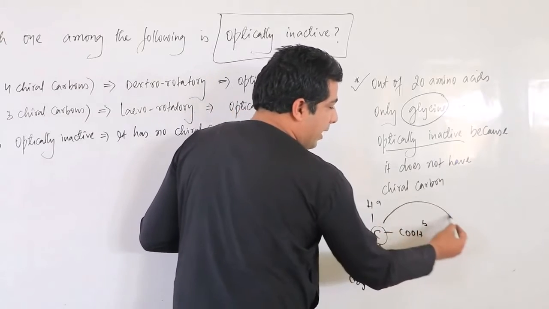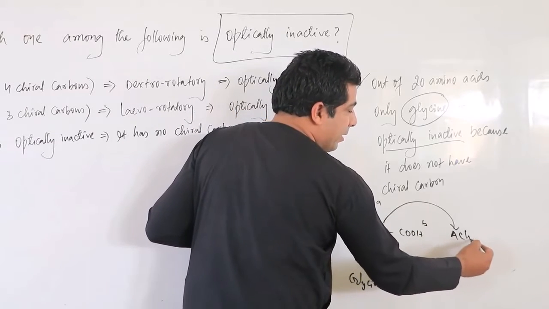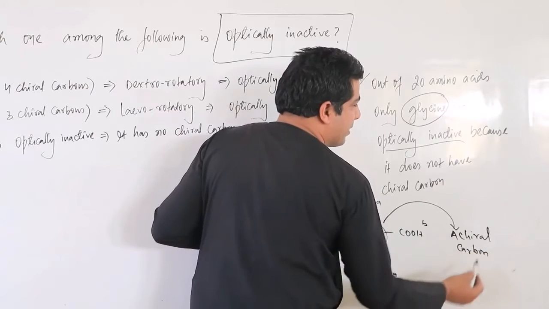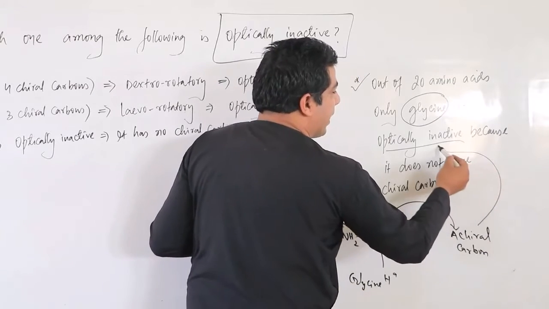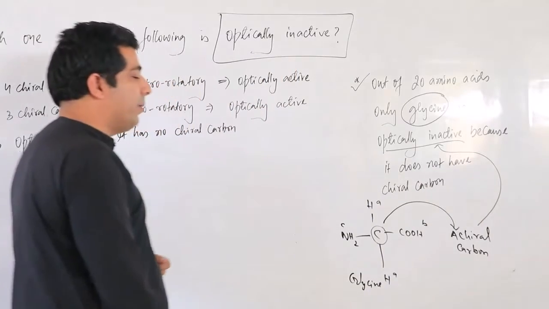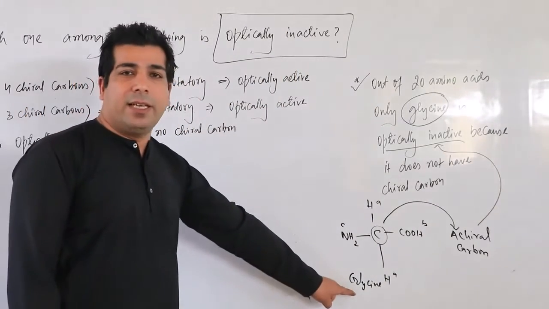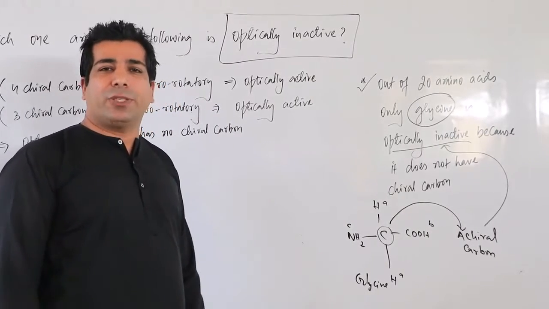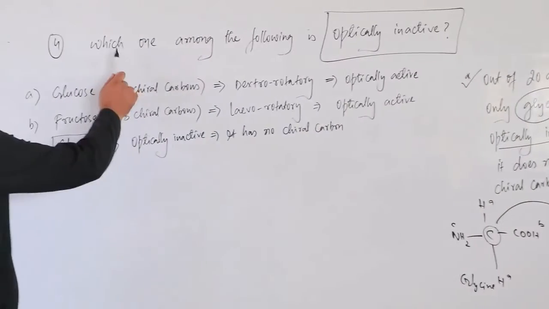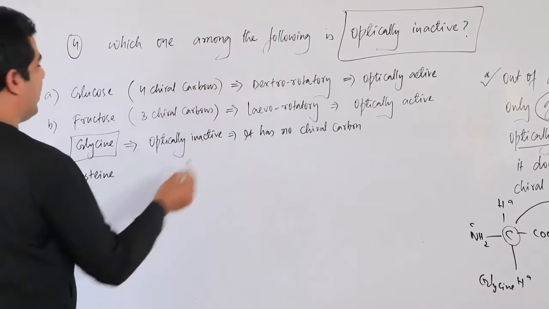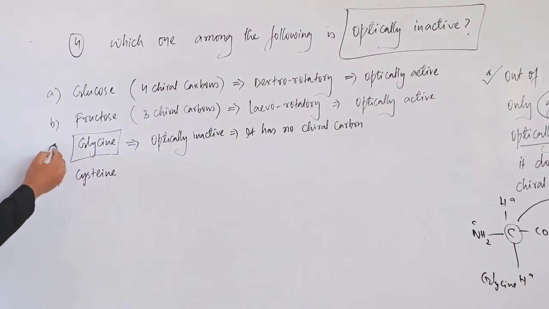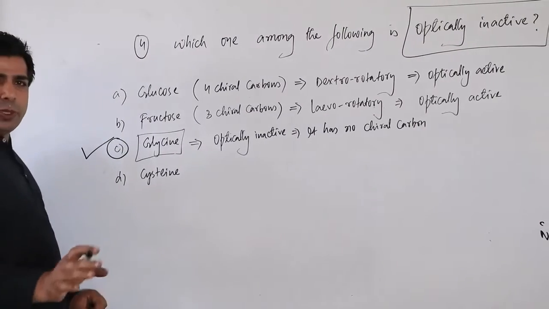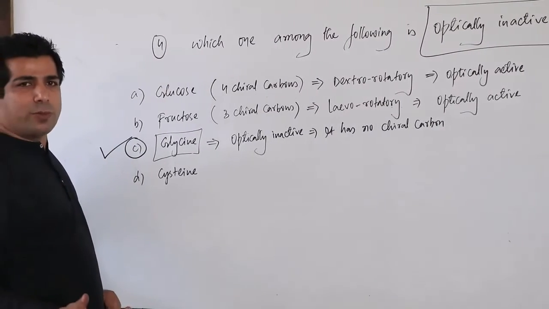If it does not have 4 different groups around it, it is not a chiral carbon. So I can call this carbon achiral, and an achiral carbon is optically inactive. So the molecule will become optically inactive. This is our glycine. The rest of the 19 amino acids are optically active. We have to find which one among the following is optically inactive. So our answer is glycine. I told you that the rest of the 19 amino acids are optically active.